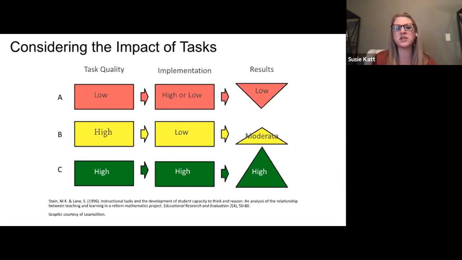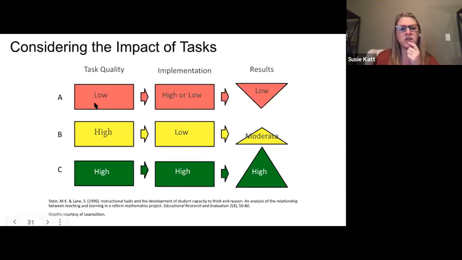So I share this by Stein and Lane. This is a really good example of the research indicating that task quality may be the most important component of teaching mathematics. When we have a high quality task and we implement it in a very high way in terms of student thinking and understanding, there are high results in relation to student learning, right? So the results are really high.